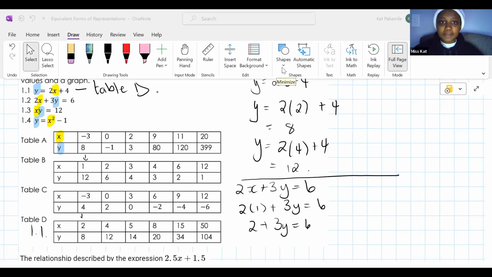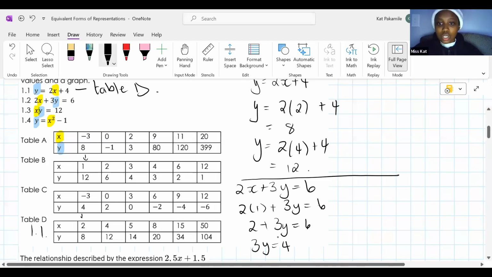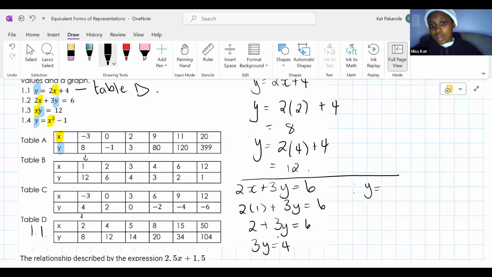Anyone? There we go. Yes, Paul. Hi, ma'am. So 3y is equal to 6 minus 2, which is 4. Therefore, y is how much? 4 divided by 3, like 4 over 3.